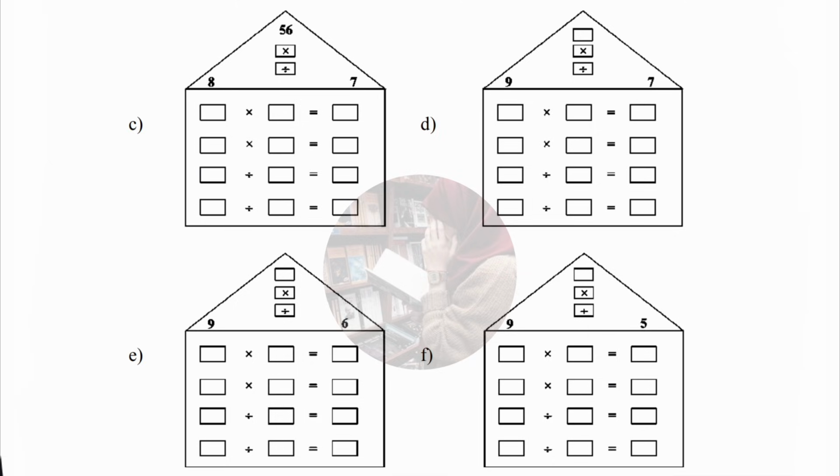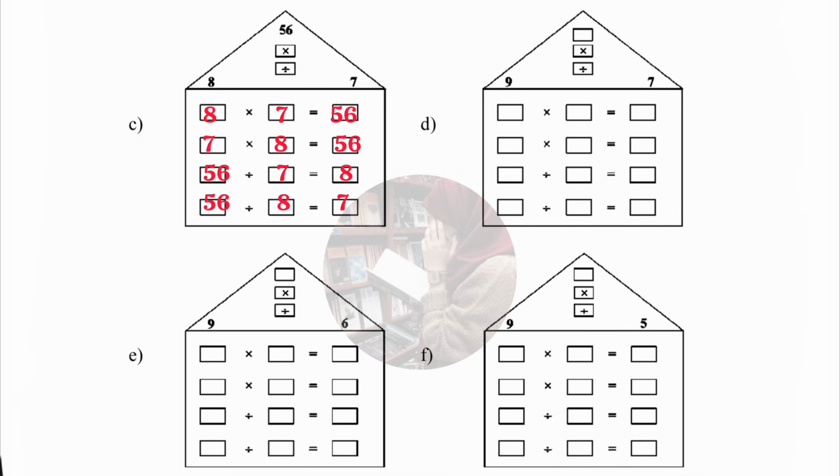So three numbers are given as 56, 8 and 7. Two symbols given, multiplication and division. Let's do this. 8 sevens are 56. Then 7 eights are 56. Then 56 divided by 7 is 8. Then 56 divided by 8 is 7. Understood? Let's see the fourth one.